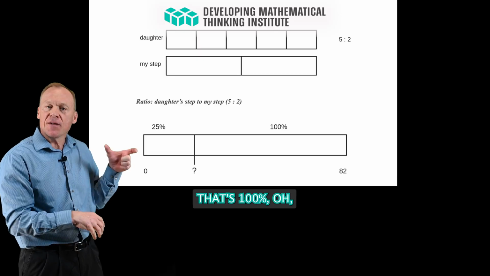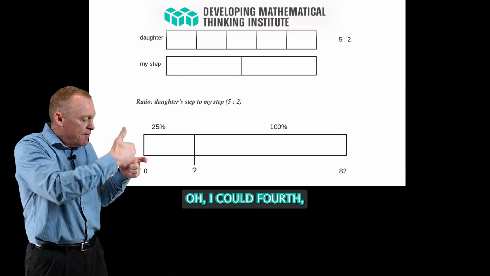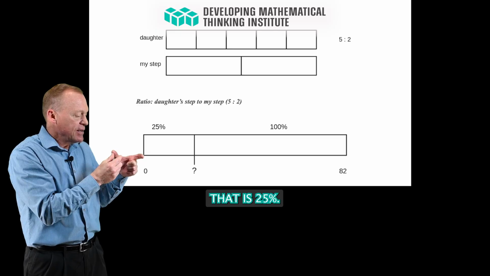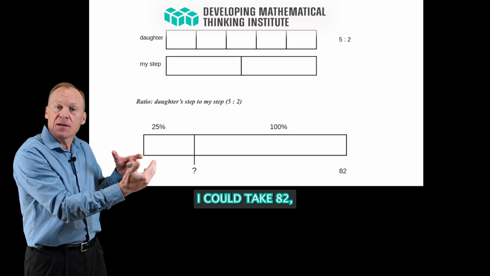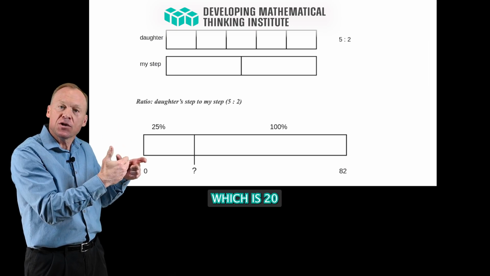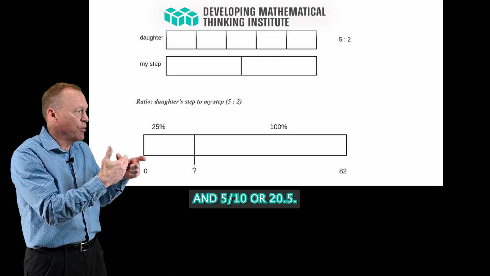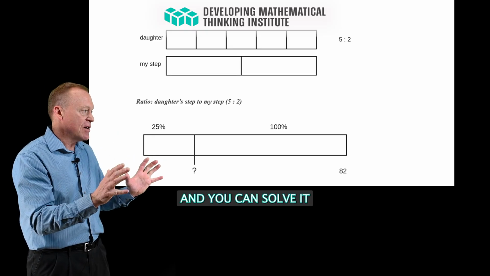So now if you just draw a bar, that's 100%. Oh, well, I have 100% of what? 82. Oh, I could, a fourth of that is 25%, so I know that's going to be about 1/4 of it. I could take 82, take half of that, 50%, I'm at 41, and then half of that, which is 20 and 5/10, or 20.5, and that's the answer. So it just gives you that visual, and you can solve it very quickly.